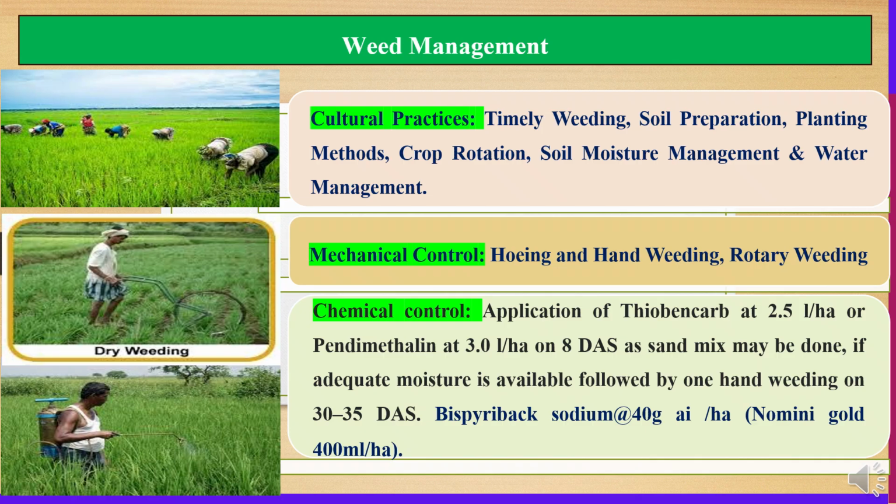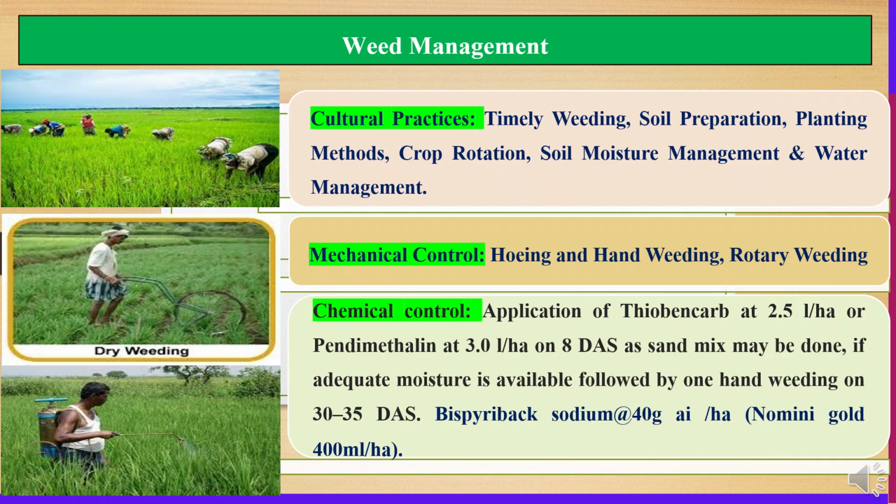3. Herbicide application. Thiobencarb or pendimethalin application. Apply thiobencarb at 2.5 liters per ha or pendimethalin at 3.0 liters per hectare as a sand mix at 8 DAS if adequate moisture is available.